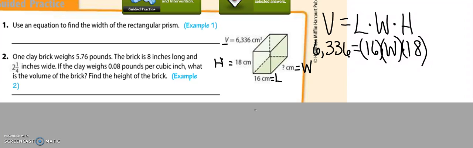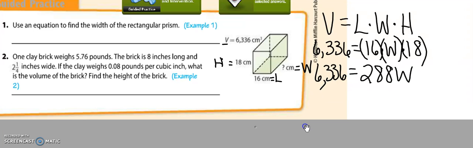So I have 6,336 equals 16 times W times 18. The next step is take a calculator and multiply 16 times 18. Pause your screen. You should have gotten a value of 288 and bring down your volume.